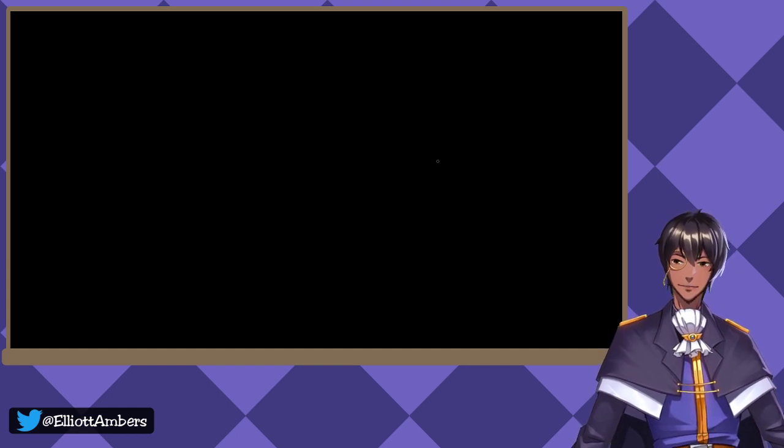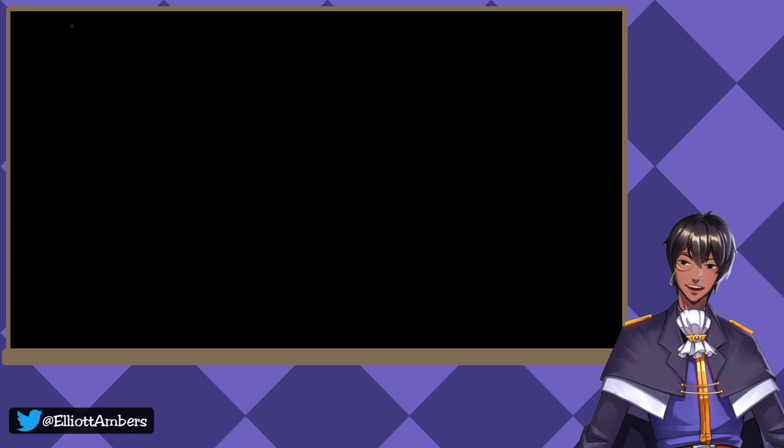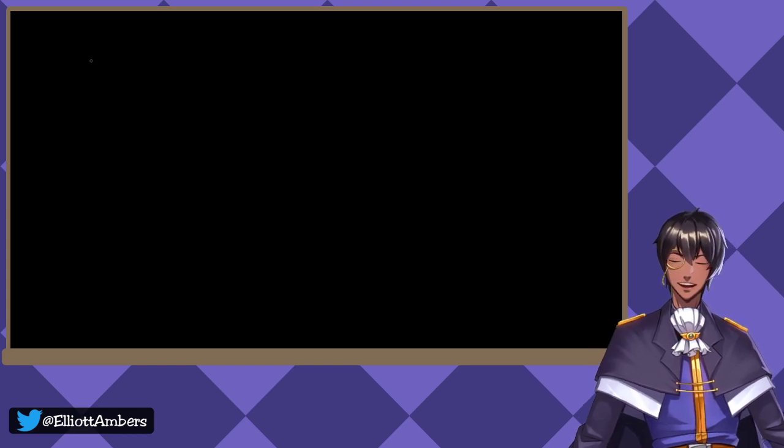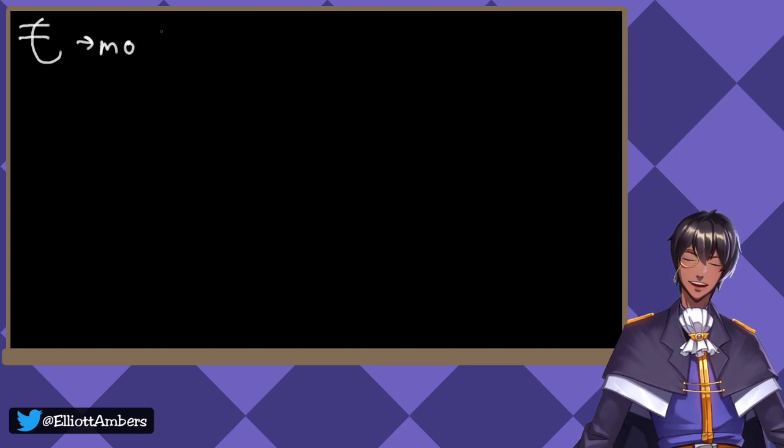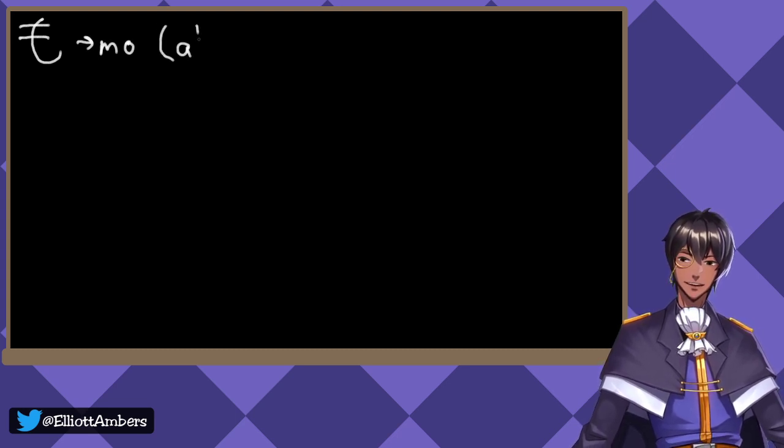Two weeks ago, we talked about the particle wa and how it's used to denote your state of being. So saying watashi wa, that's I am. Kimi wa, that's you are. Let's do this as an example now. Actually, let me just say what the particle is first. The particle we're going to talk about first is mo, which is typically used for also.